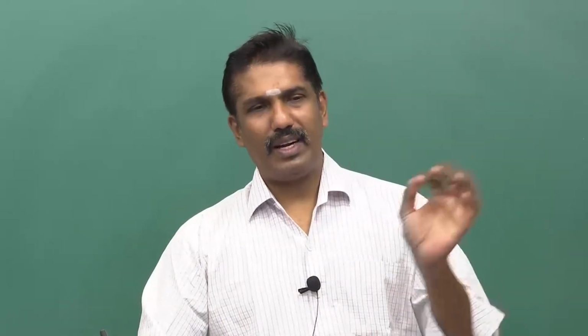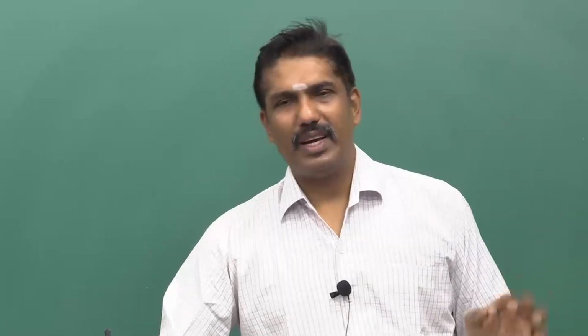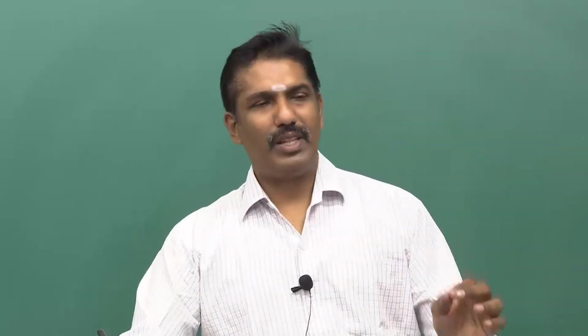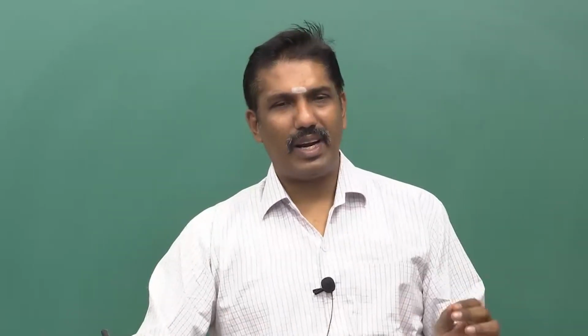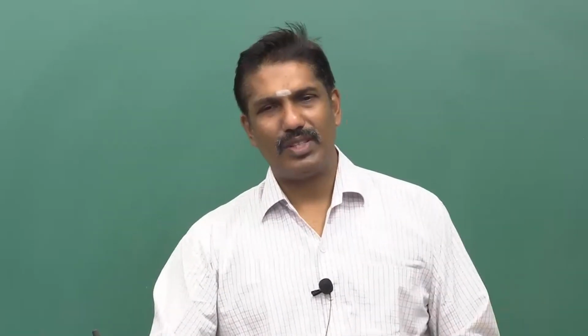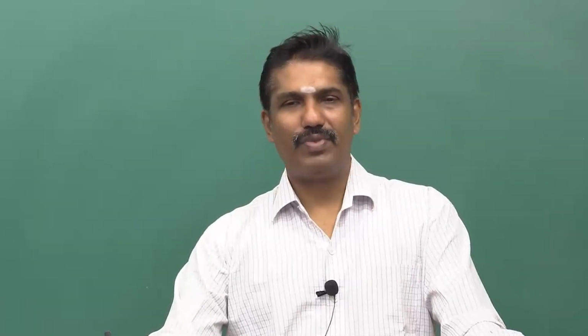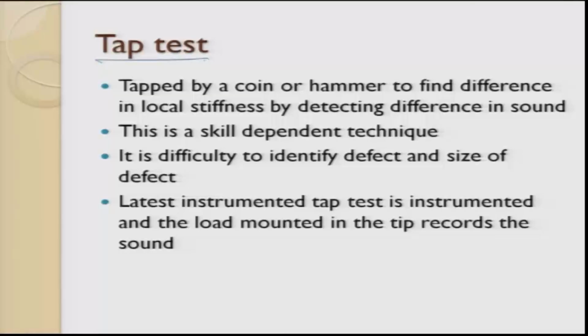You make sure when you hit, you do not damage the workpiece. So, when you hit at different locations, if you get the same sound, it is said to be a consistent composite. If you get a varying sound, because of a variation in local stiffness, there will be a difference in sound. From the difference in sound you can figure out that a defect is present, such as a resin rich region or matrix rich region. So, it predominantly depends upon the skill, and it is very difficult to identify the location and the size of the defect.